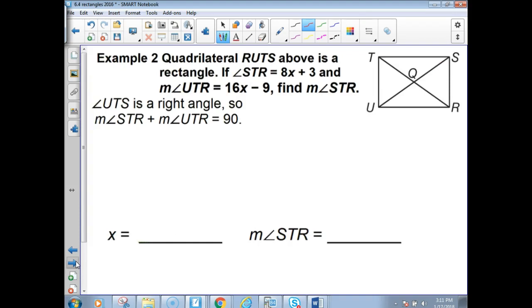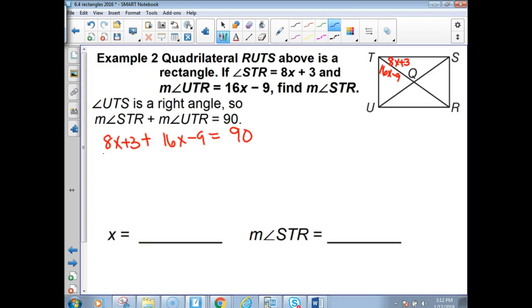Number 2 example. Quadrilateral RUTS above is a rectangle, and I have to find angle STR, which is 8x plus 3. And then UTR is 16x minus 9. And what do those two angles do together? They form a right angle, which it says right there. UTS is a right angle, that whole thing. So we're going to add them. We've got 8x plus 3 plus 16x minus 9 is equal to 90.